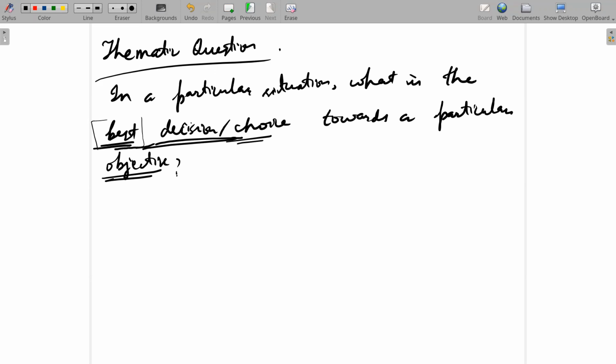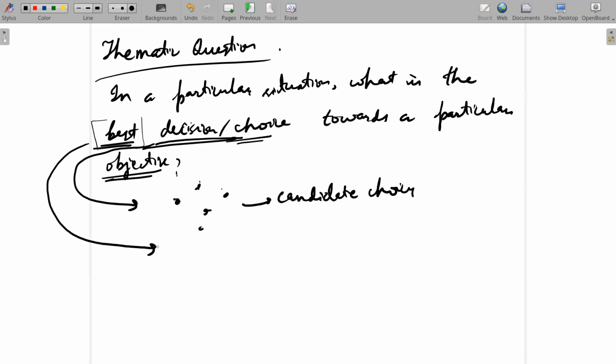So here, when we say decision, that means we have a bunch of choices to make, candidate choices. Let's call them candidate choices. So I'm representing them by points. And I'm saying something like best. Amongst these, I have a measure of goodness. If I want to talk about best choice, I need to have a measure of goodness.